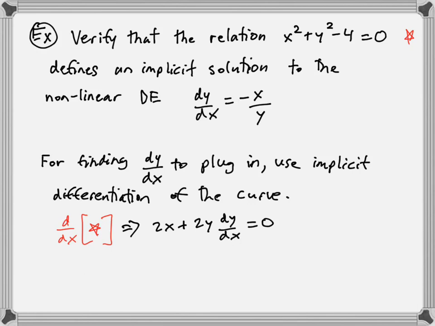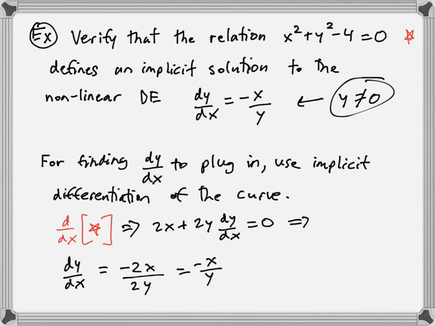Or this is the same as dy/dx is equal to negative 2x divided by 2y, which is the same as negative x over y. Now, we just divided by y, so we need to be careful to note that we just threw away a potential solution of y being 0. However, if you look at the original equation, the way it was written, y is not 0. So let's not worry about it, right? Because if y were 0, we wouldn't even have a differential equation to begin with.